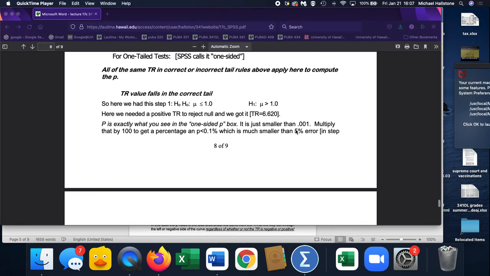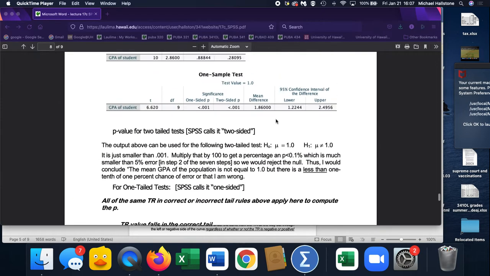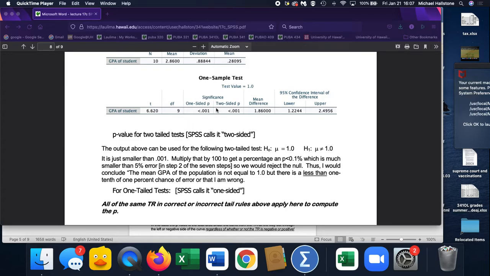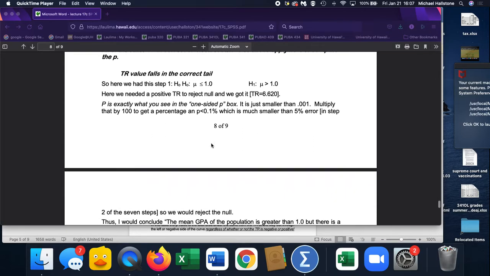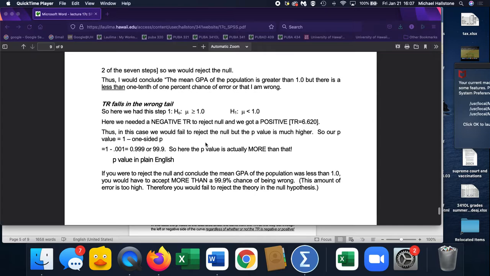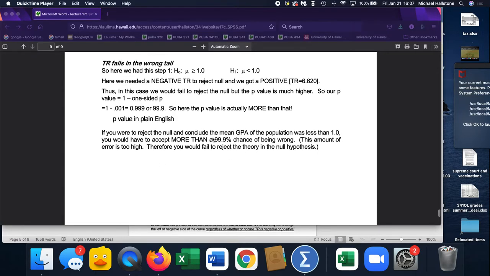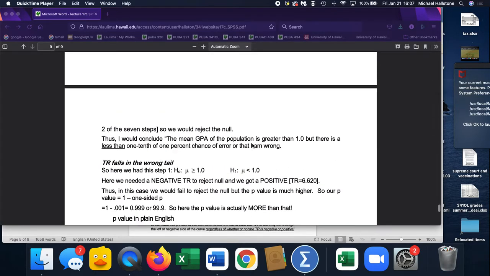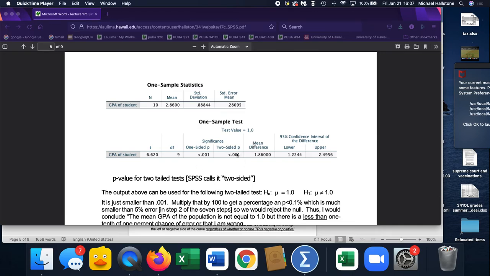Here we'll do a one-tailed test where we fall in the correct tail. Here we needed a positive, we get a positive. So it's just that, and I give you the English. If it falls in the incorrect tail, it's 1 minus the one-sided p, or that, very large, right? And I show you the English on it. It's rare that you'll get something like that. If you have a really weird TR, it's possible, but most of the time you won't. But if you see it, that's how you deal with it.